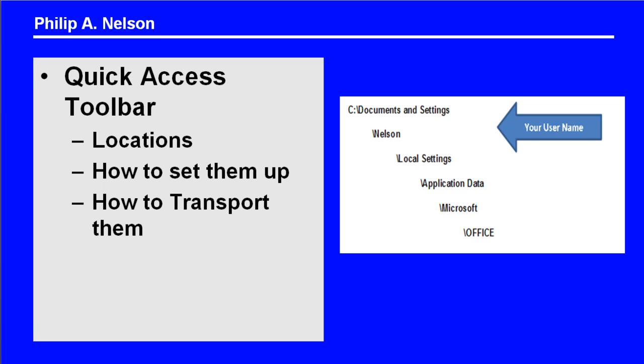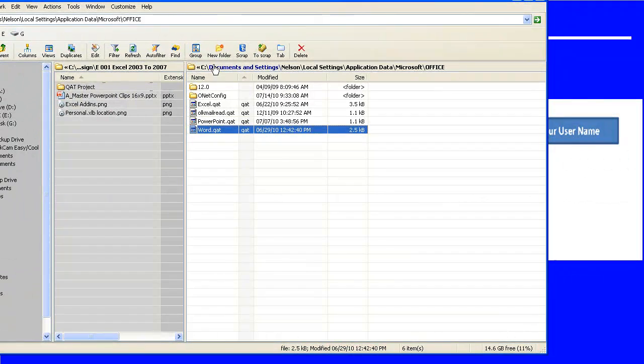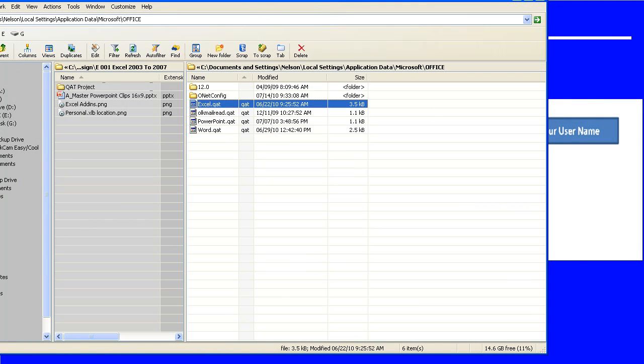The QAT bar is located in the Your Usernames subdirectory under Local Settings. Then look for Application Data, then Microsoft, and then Office. And inside that directory, as you can see here, this area here, there's your Excel QAT.